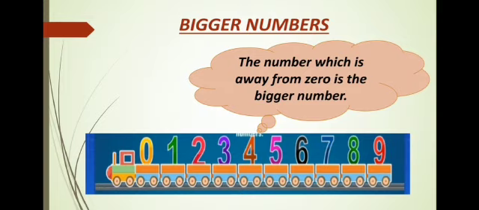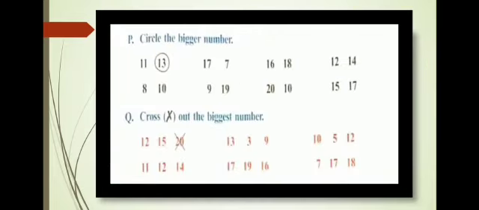Now next we are going to learn bigger numbers. So the number which is away from 0 is the bigger number. In the picture you can see that the number 4 is away from 0. So we can say that the number 4 is bigger than the number 1.